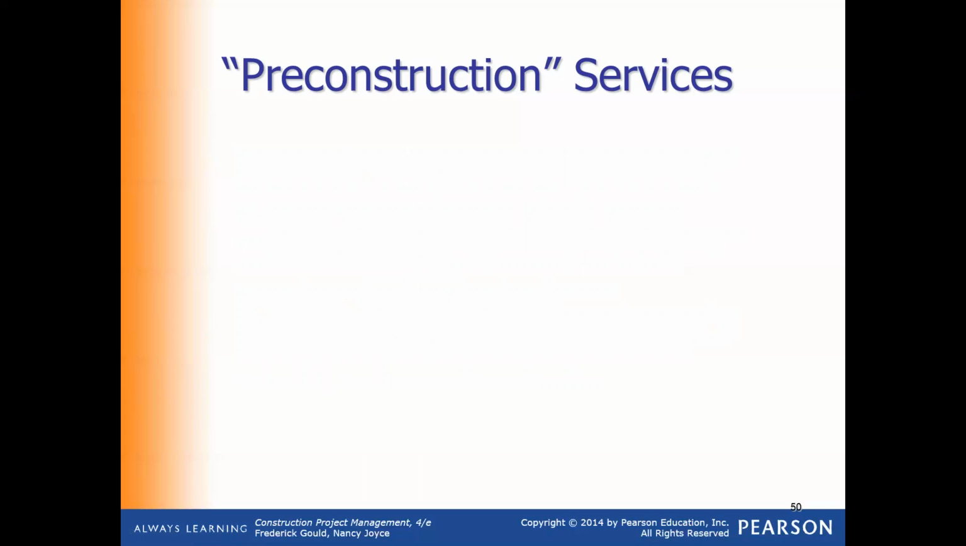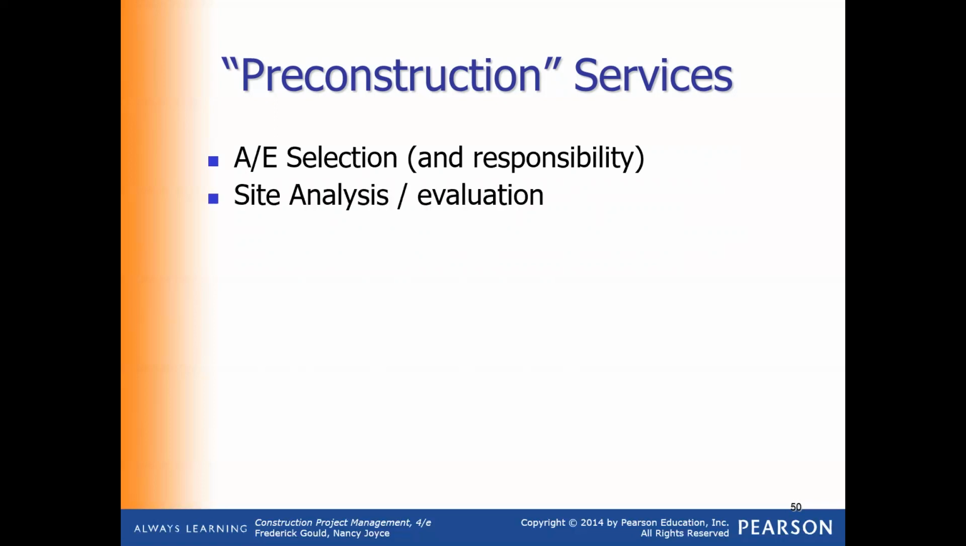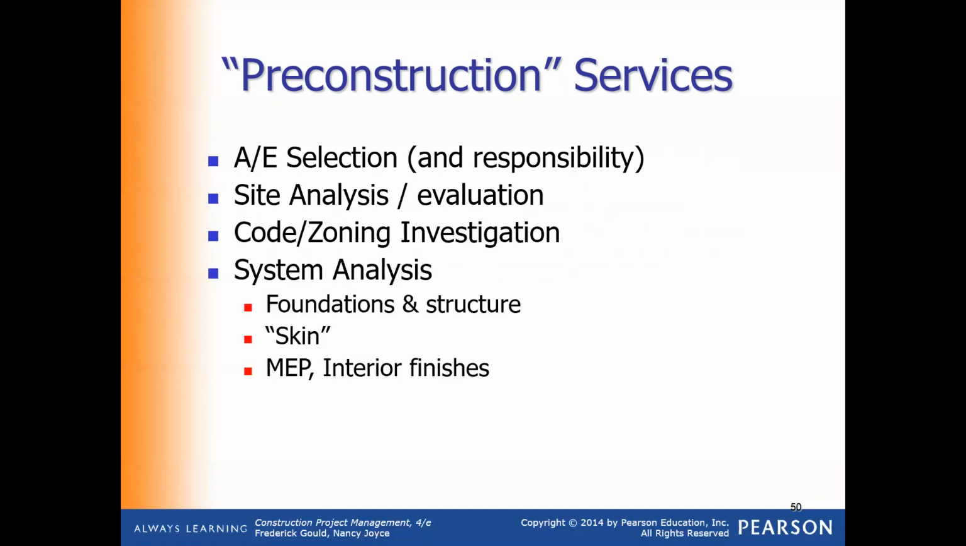So from this slide and on, this is kind of a recap for chapter 6 and over the stuff that we have pretty much talked about and covered. So during pre-construction, the architect or the engineer is selected and assigned responsibilities. Then we do site analysis and evaluation. Then we determine the site investigation, code and zoning, and how they all work together.